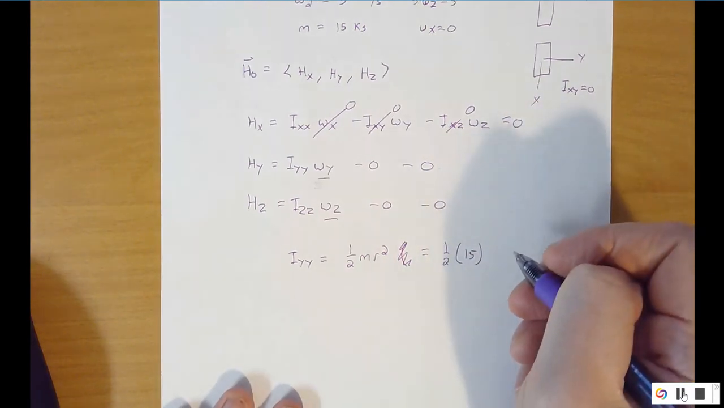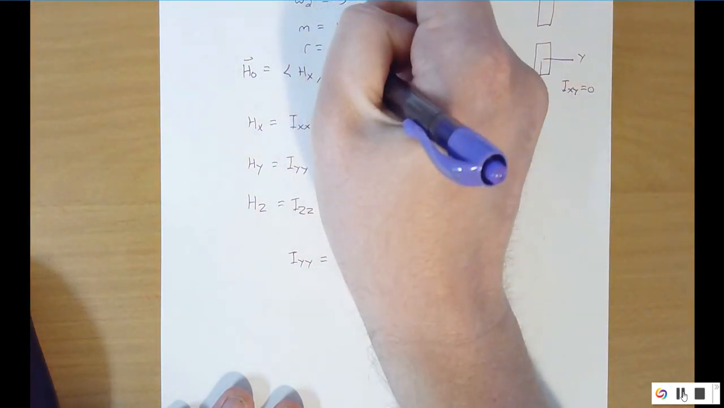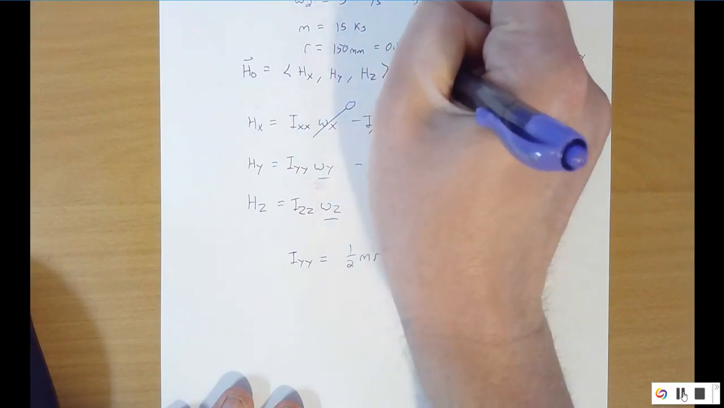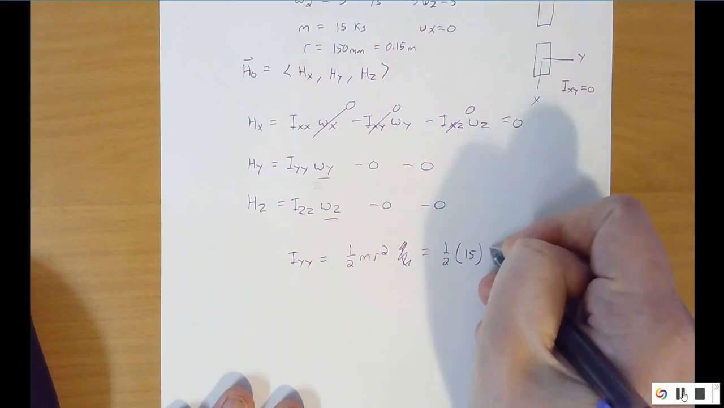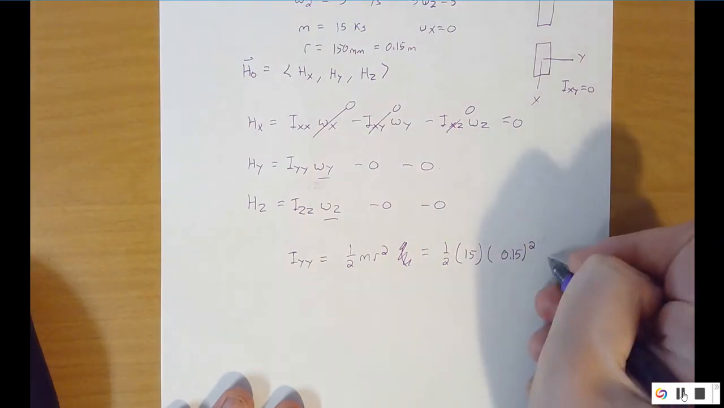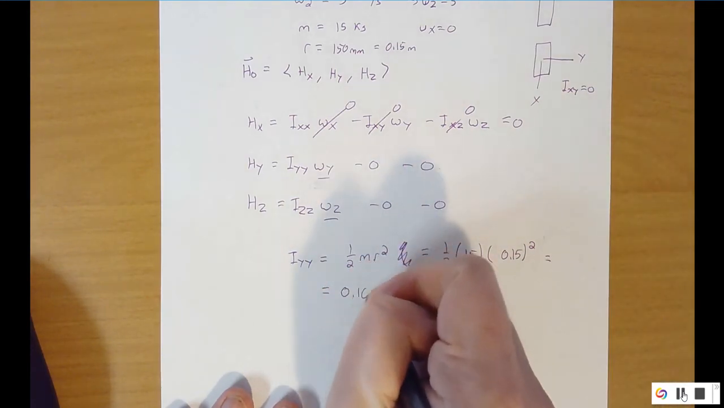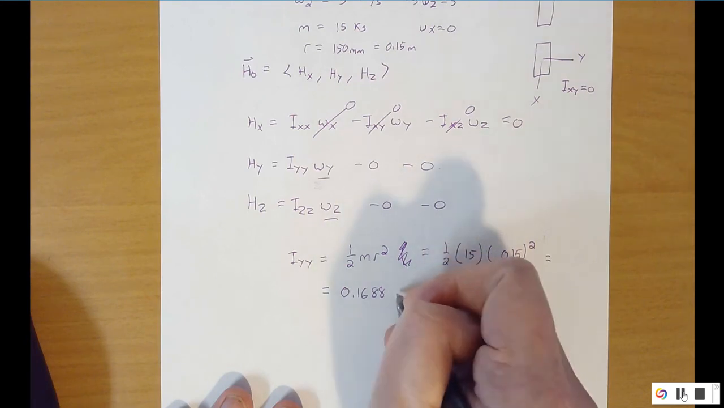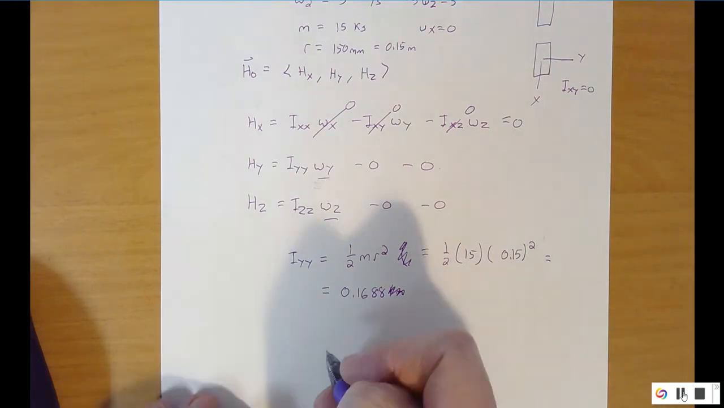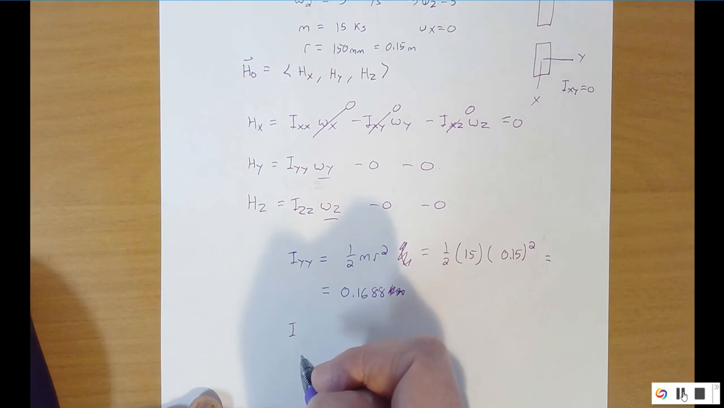Let me get that for you. The radius is 150 mils, which is 0.15 meters. So 0.15 squared. And that'll come out to be, let's just write it down here, 0.1688. We don't need units right now. Okay. And then we need IZZ.